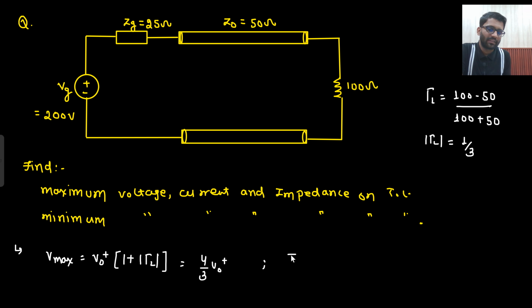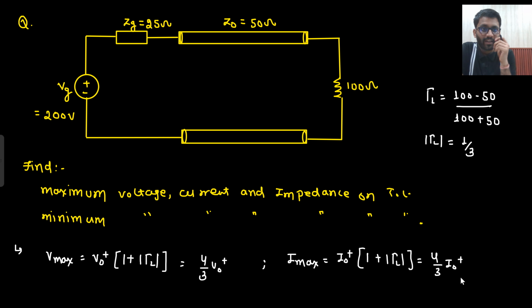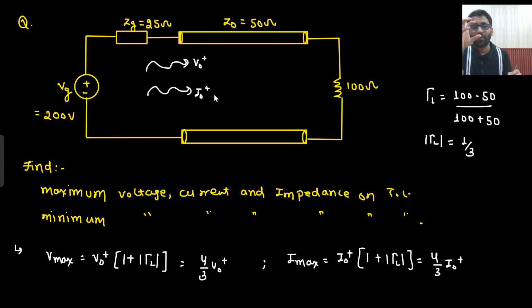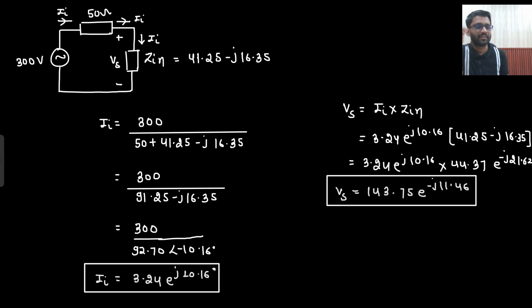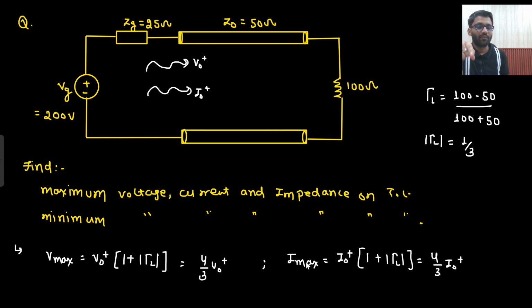And what will be your I max? I max will be I naught plus times 1 plus mod of gamma L. So that would be equal to 4 by 3 I naught plus. How will you get this V naught plus and I naught plus? So for getting V naught plus and I naught plus, that means from here if V naught plus comes in and from here if I naught plus comes in, what will they see? They will see Z naught. So now you will be replacing your circuit with Z naught. So did you get to know whether we will replace with Z naught or Z in? In the previous question we replaced with Z in because they were asking Vs and Is. But in this question we require the value of V naught plus and I naught plus. And V naught plus and I naught plus will see only Z naught. So now we are going to replace our circuit with Z naught.